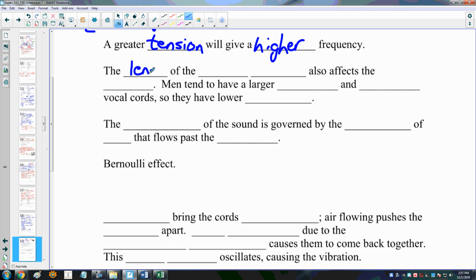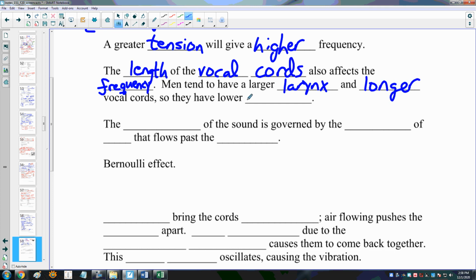The length of the vocal cords also affects the frequency. While a particular person can't change the length of their vocal cords, different people do have different lengths of vocal cords. So men tend to have a larger larynx, just because they tend to be bigger than women, and longer vocal cords. So they tend to have a lower voice, a lower frequency for their voice, just because they have longer vocal cords.